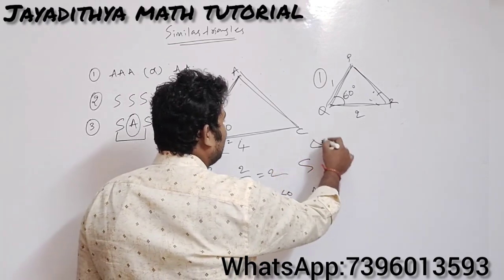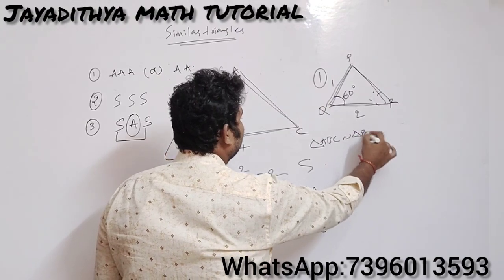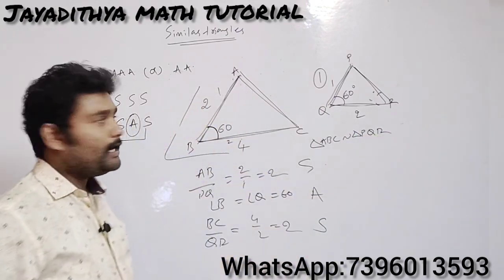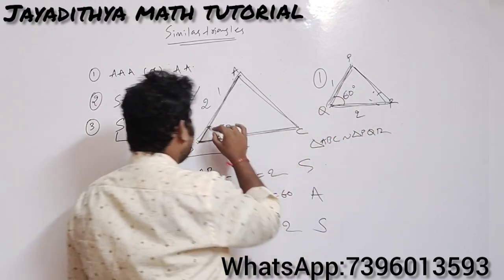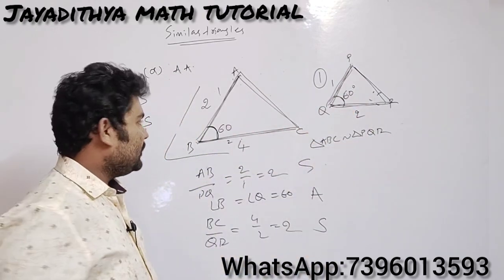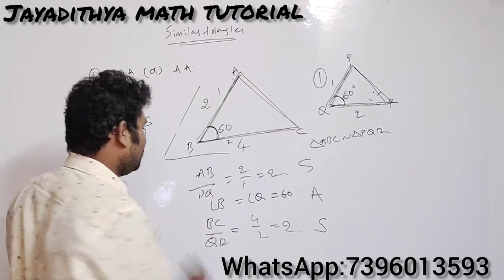Therefore, what can you write here? Triangle ABC is similar to triangle PQR now. Okay, so see here, AB's corresponding side is PQ, BC's corresponding side is QR, and included angles are equal. Clear? So again, let us check by changing the sides. What happens now?